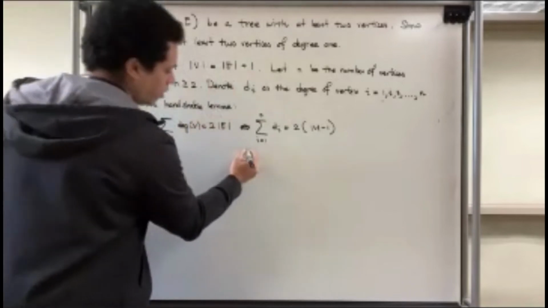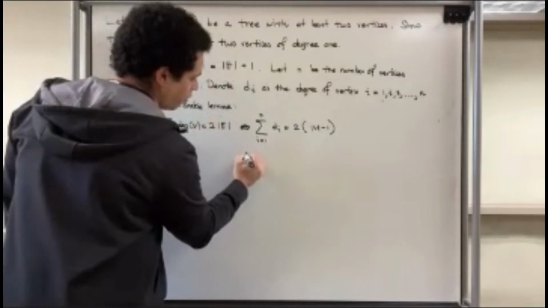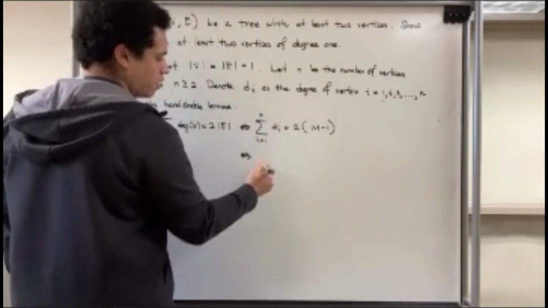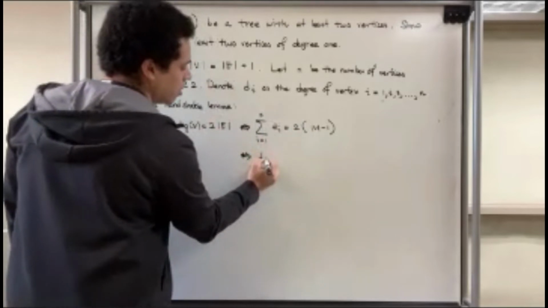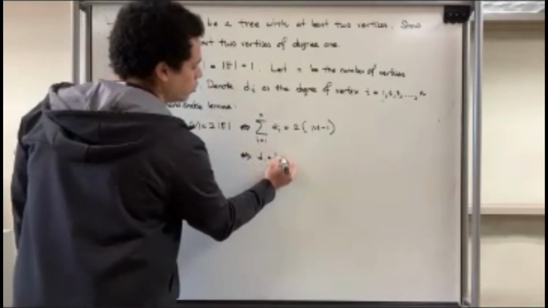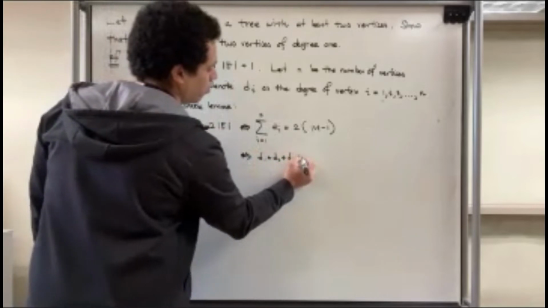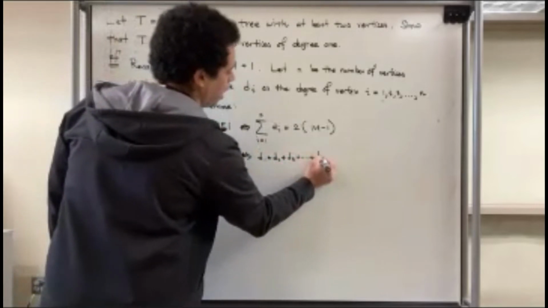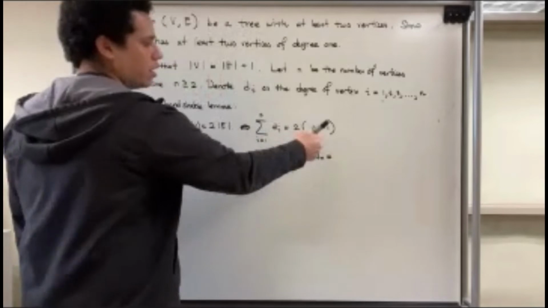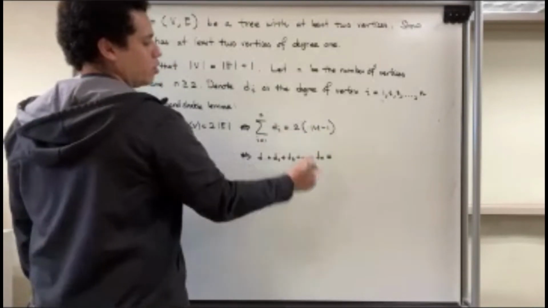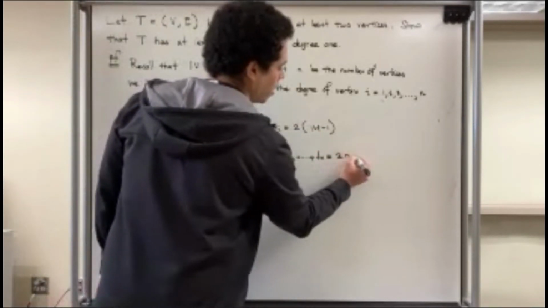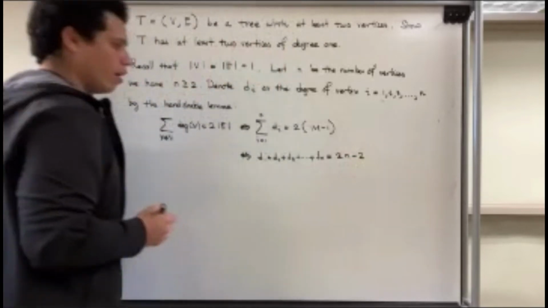From here, I'm going to just rewrite a few things. Instead of writing this as a sum, I'm going to write it as d1 plus d2 plus d3 plus and so on, plus dn equals, right? This has to be n, this has to be 2. So this is really 2n minus 2.